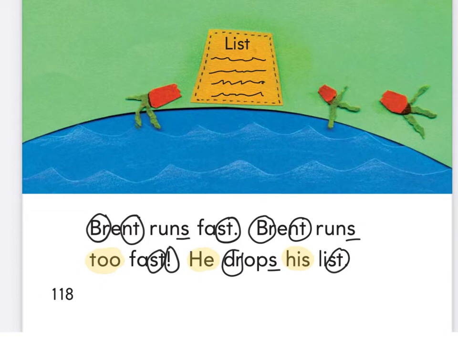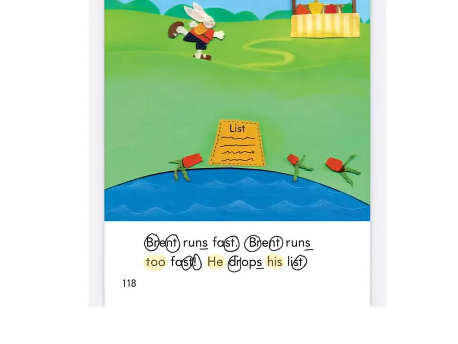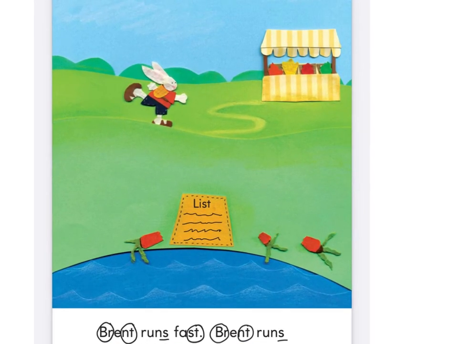Okay, let's read together. Fingers ready under the word Brent. Ready and read. Brent runs fast. Brent runs too fast. He drops his list. Uh-oh, what happened? He dropped it into the pond. So when he goes to the store, is he going to know what mom needs?